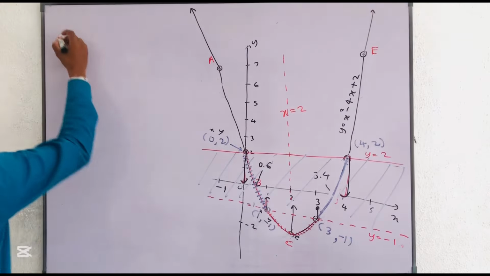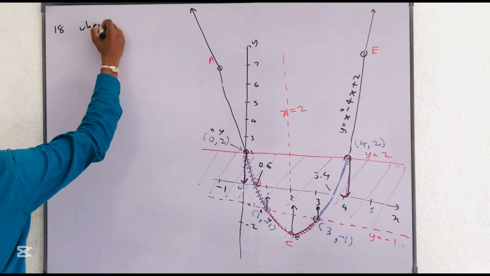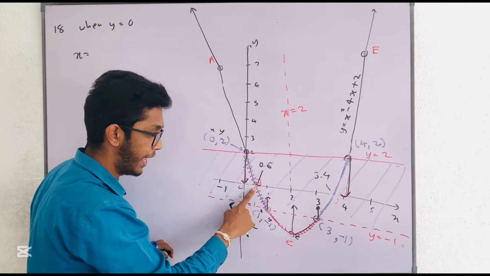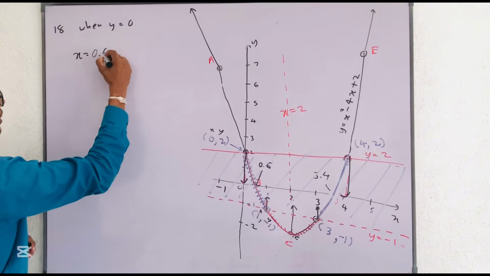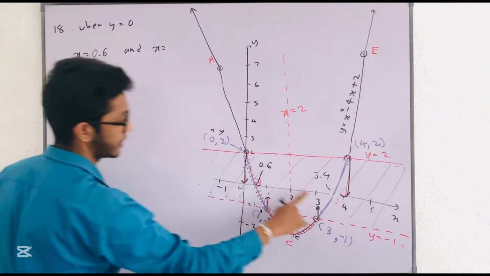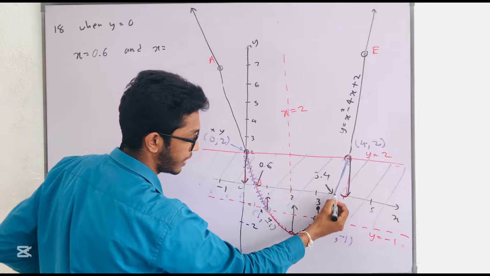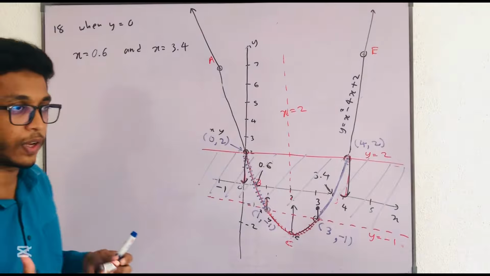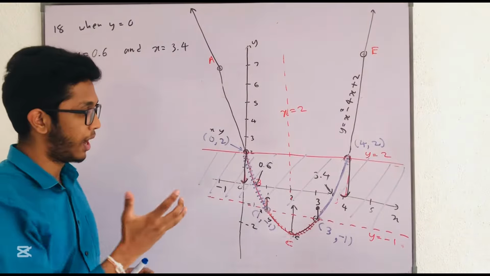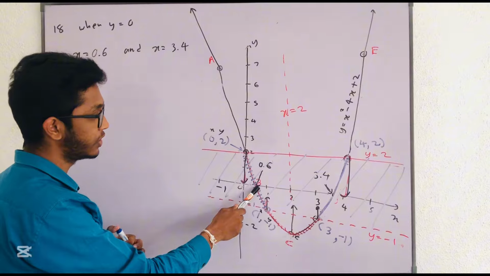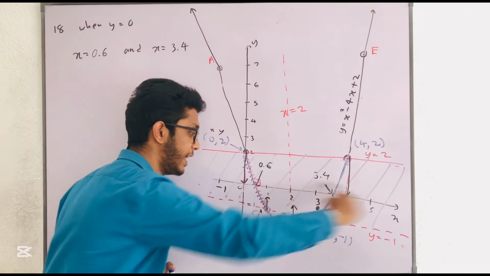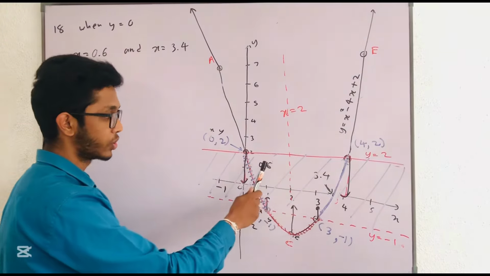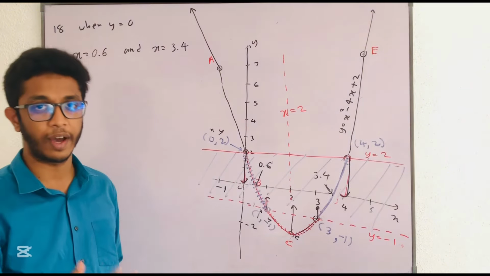For question number 18, you can write: when y equals 0, x equals 0.6 and x equals 3.4. Finding the x values when y equals 0 means finding the x values for the intersecting points of the graph and the x-axis. So these are the two intersecting points of the graph and the x-axis, and those are the values of x when y equals 0.